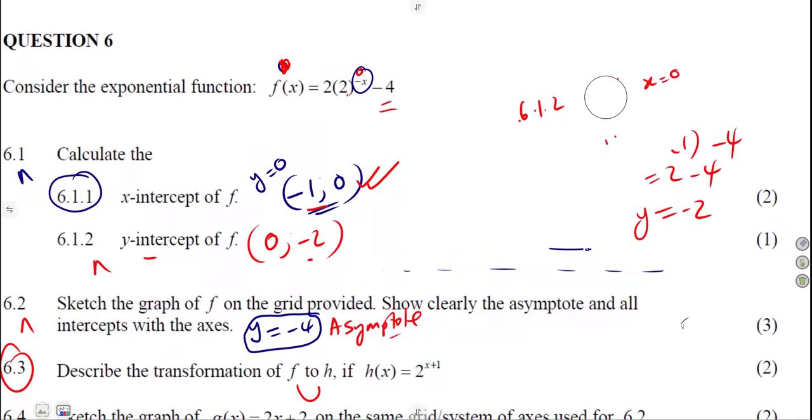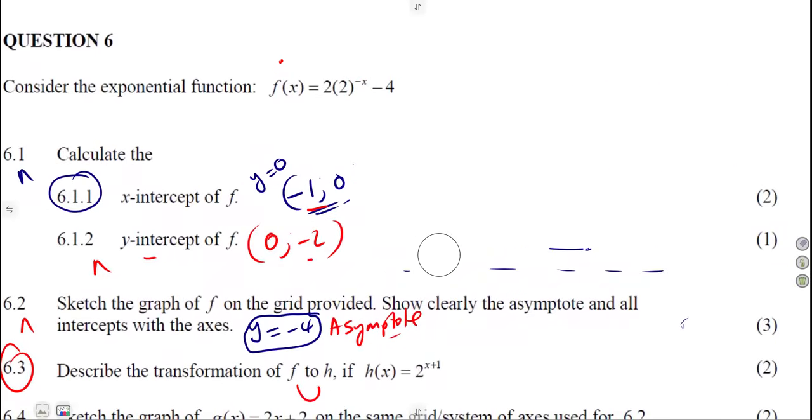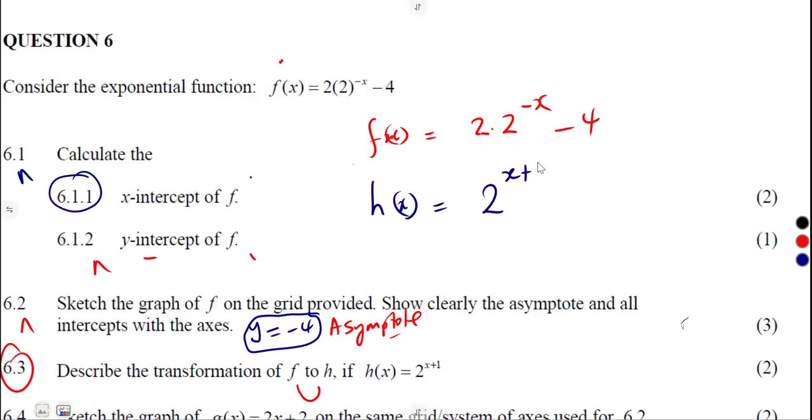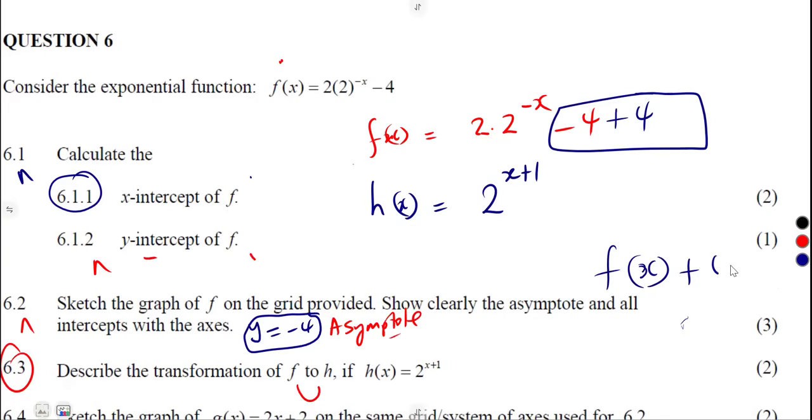This is our f. So let's try to study what actually happened. It was like this: f of x is equal to 2 times 2 to the exponent of minus x minus 4. Now it is h of x, which is 2 to the exponent of x plus 1. All right, what happened with the minus 4? That is the first question. It is now a 0. There is nothing there, it is just like plus 0. So what happened? It was a minus 4. To give us a 0, we added a 4. So adding a 4 on f of x to say f of x plus 4.